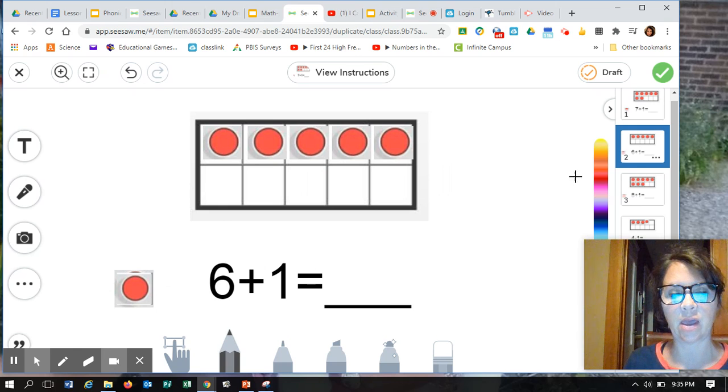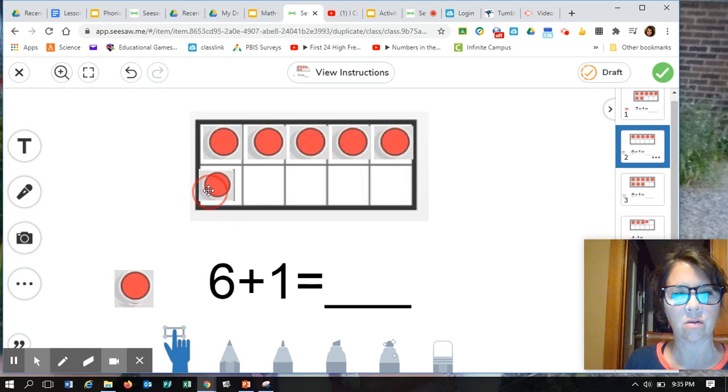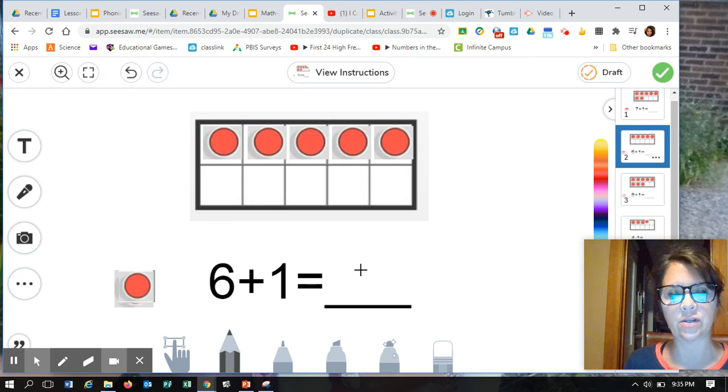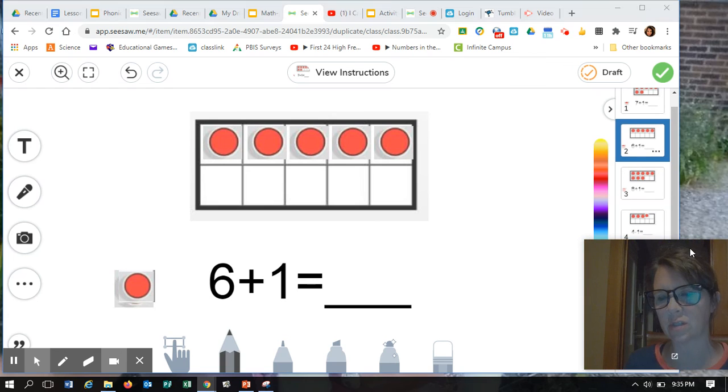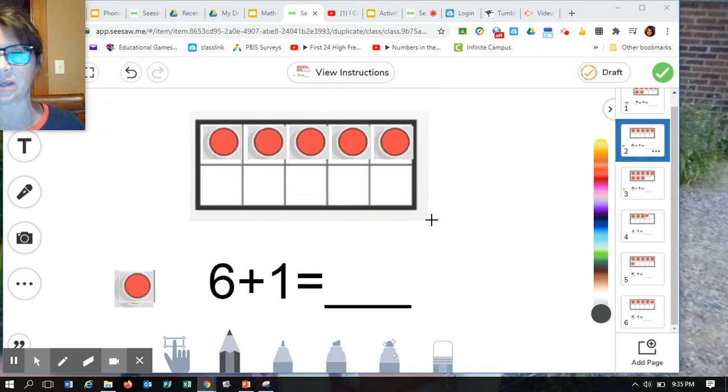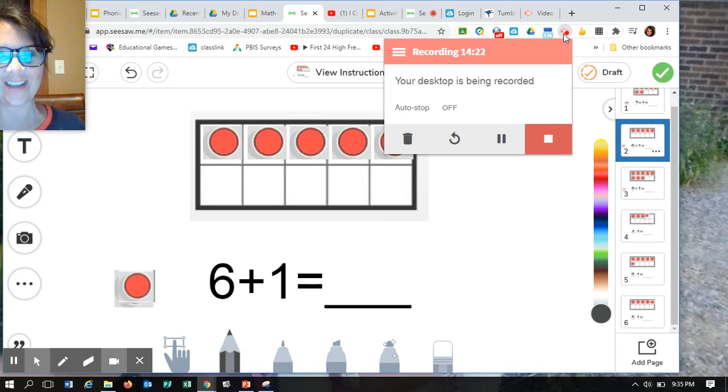Okay, so you're going to add one more using your hand tool. Okay, and take out your pencil to write your answer. And you're going to go ahead and do, I think there's 6 here. Yeah, 6 pages. Okay, when you're all done solving for one more and one less, click your green check, send it to me, and you're all done. All right, get to work.